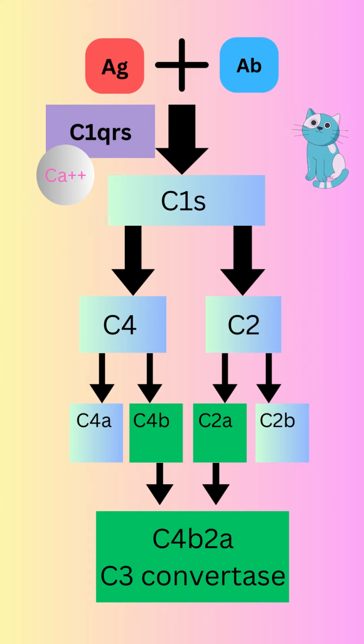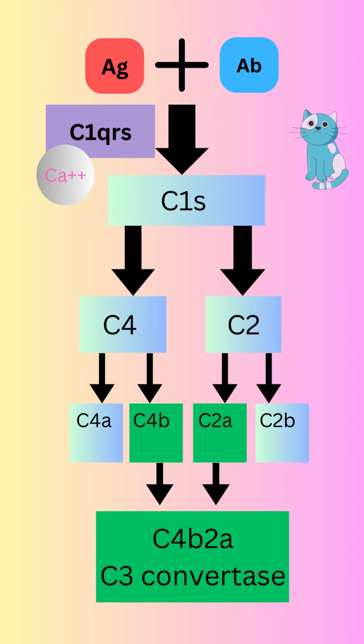The C1 complex is a large protein complex composed of three subunits, C1q, C1r, and C1s. When the C1q component of C1 binds to the Fc region of IgG or IgM antibodies in the antigen-antibody complex, it undergoes a conformational change. The active C1r fragment then goes on to activate C1s, which is also a protease.